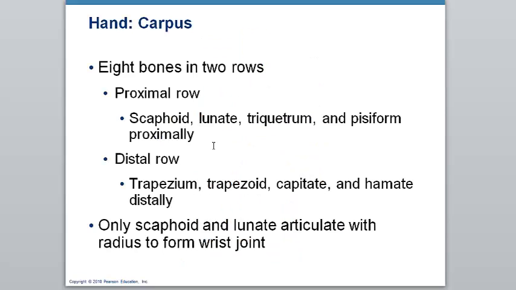Your hand. Let's talk about the wrist itself. The wrists are made of 8 bones in 2 rows. I'm not going to ask all the bone names. All you need to know is they form 2 rows, a proximal row and a distal row. And your radius articulates with these bones to form your wrist joint.